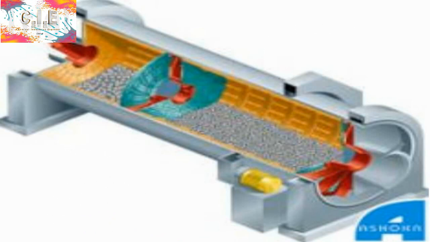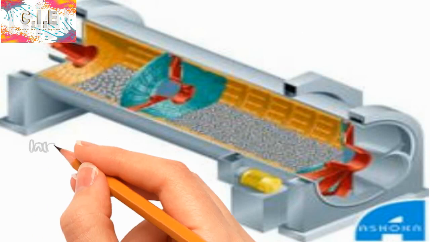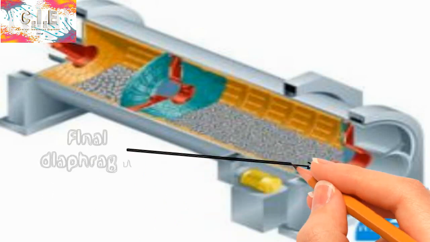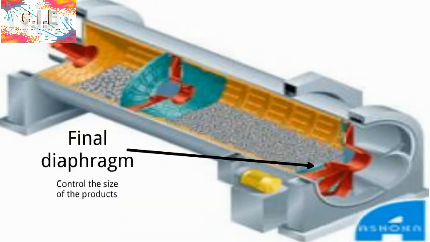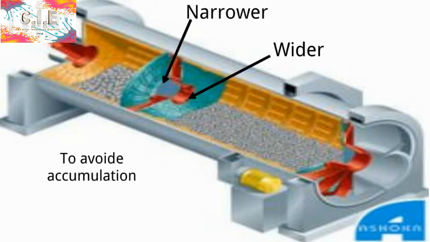The last component in the ball mill is the diaphragm. Now a double diaphragm system is used with flow control, where the intermediate diaphragm is used to control the size of the raw materials flowing from one chamber to another, and the final diaphragm controls the size of the products of the mill. The diaphragm is punctured with specific dimensions to allow the required volume to pass through it, and its end is wider than its beginning to avoid accumulation.